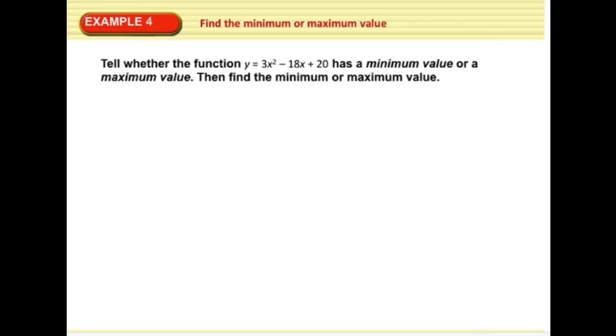Example 4 says tell whether the function y equals 3x squared minus 18x plus 20 has a minimum or a maximum value, then find the minimum or the maximum value. This is just comparing your a. So in this particular problem, my a value is 3. 3 is greater than 0, and so my graph is going to have a minimum value. So I have a minimum.